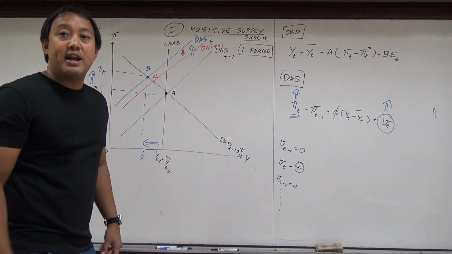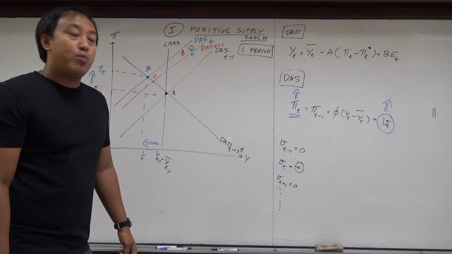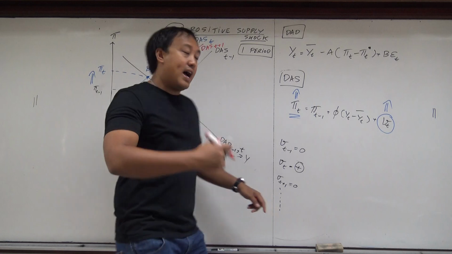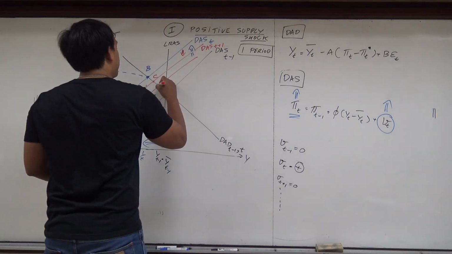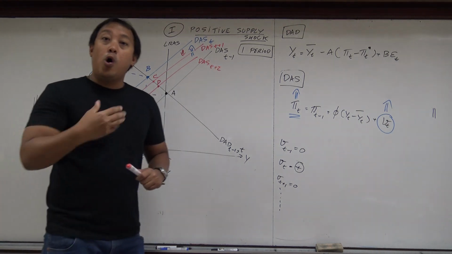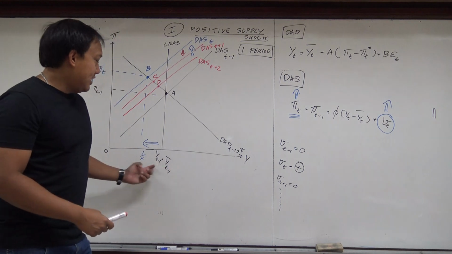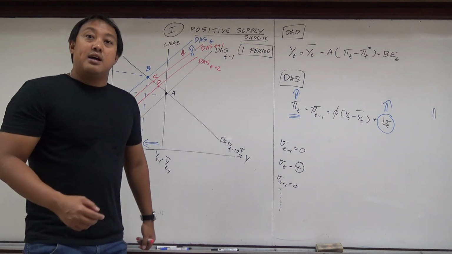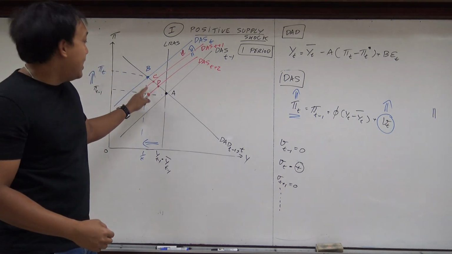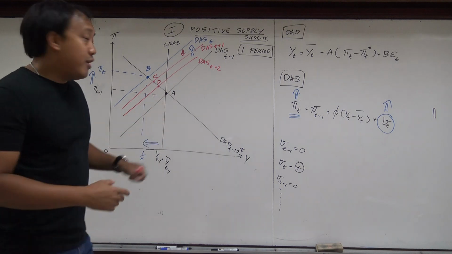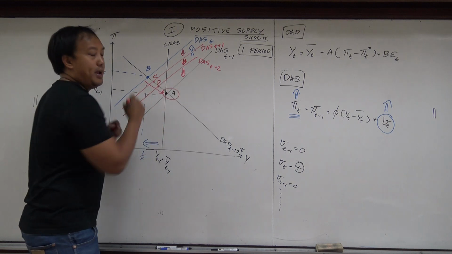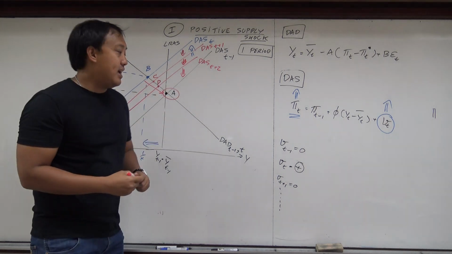So it means that in the next period, Y t plus 2, since Y is still less than Y bar, time t plus 2 is still going down. Point D, this is DAS t plus 2. So over time, since the economy is not good, Y less than Y bar, the price level is going to keep going down. Inflation keeps going down from B to C to D, until you can imagine it goes back to the original point A in the future.